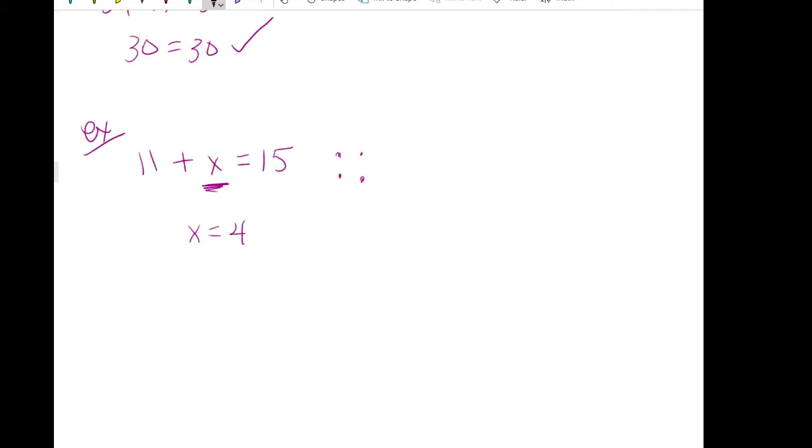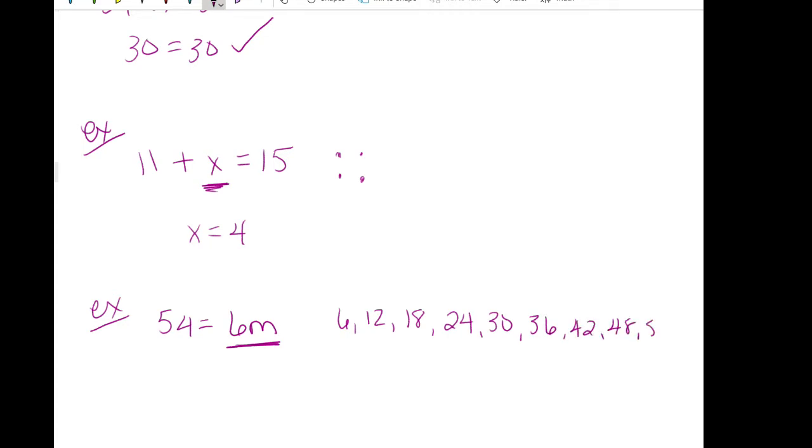Let me do one more for you. 54 equals 6m. All right, so in this case, I'm asking, what do I have to multiply 6 by to get 54? Again, you could count your multiples of 6: 12, 18, 24, 30, 36, 42, 48, 54, and then count them: 1, 2, 3, 4, 5, 6, 7, 8, 9. So I know m is 9.